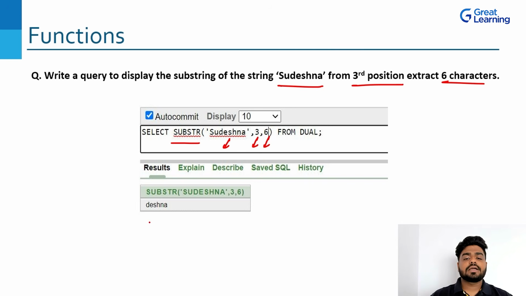So it will extract Deshna, because D is my third position, and from there 6 characters are DESHNA, right? So this is how the substr function will work.